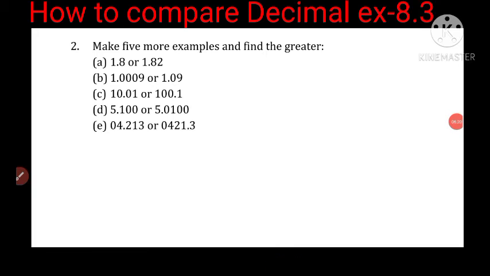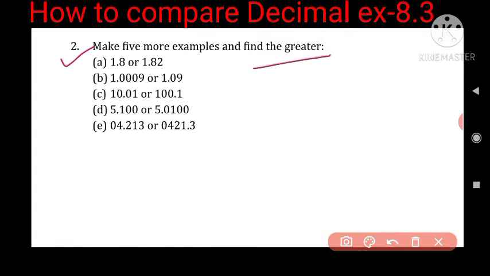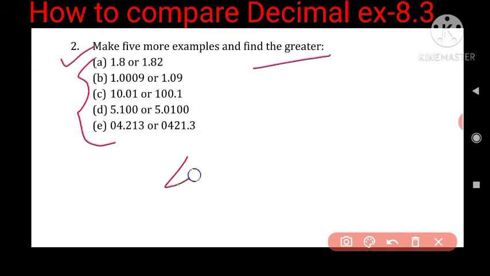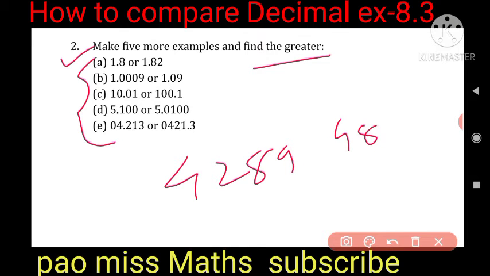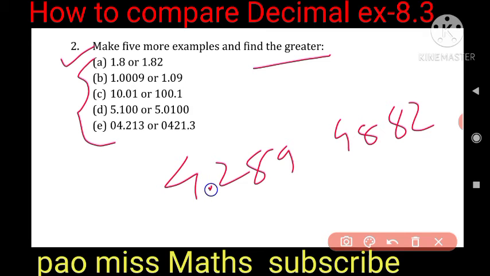Now question number 2: make 5 more examples and find the greater. Means you have to find 5 more examples. So these are the examples, isn't it? 5 more examples means you will write some numbers according to you. Suppose I will write like this, and again I will write in this way, and I will put the decimal wherever you want. Suppose I will put it here and here I will put it here.